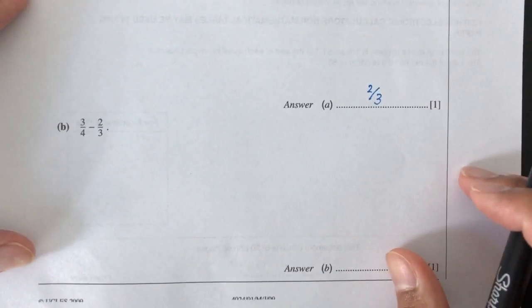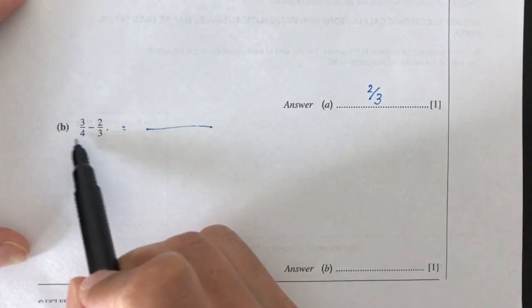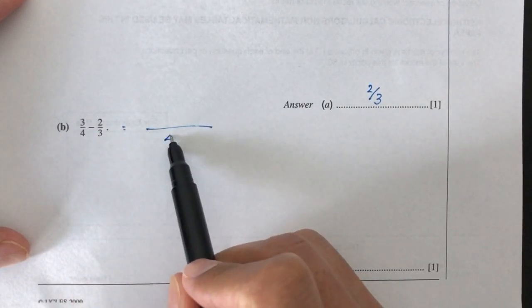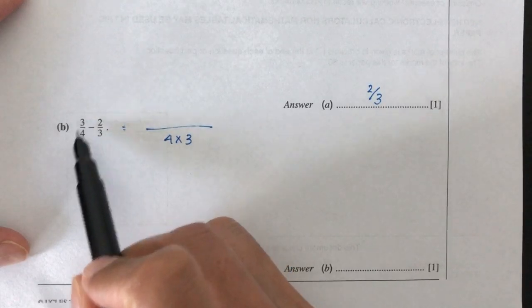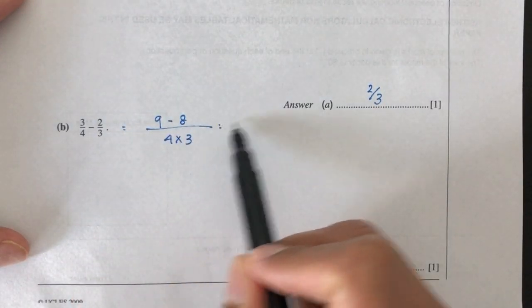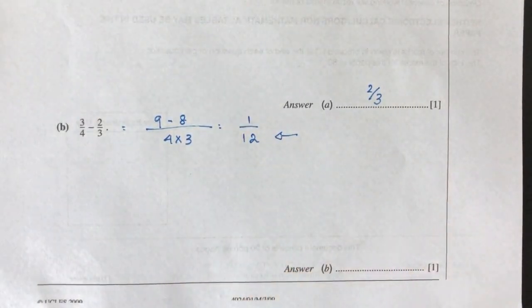Now for part B, this one we have to minus. So you can see the bases are different, so we have to find the LCM. So let's just do 4 times 3. And then we cross multiply, so 3 times 3 is 9, minus 4 times 2 will be 8. That will be 1 over 12. That will be part B.